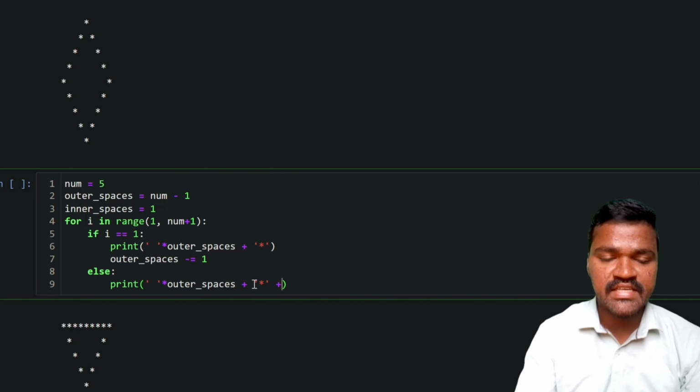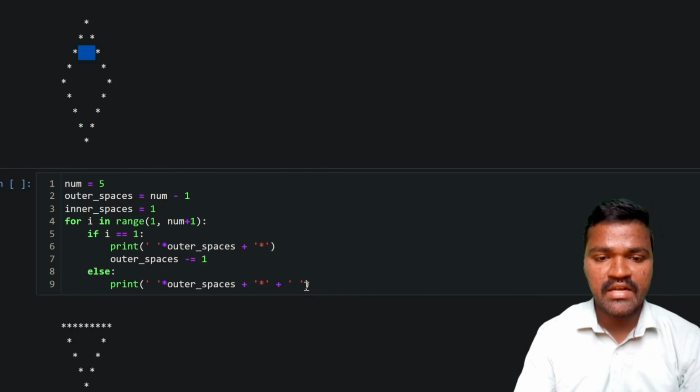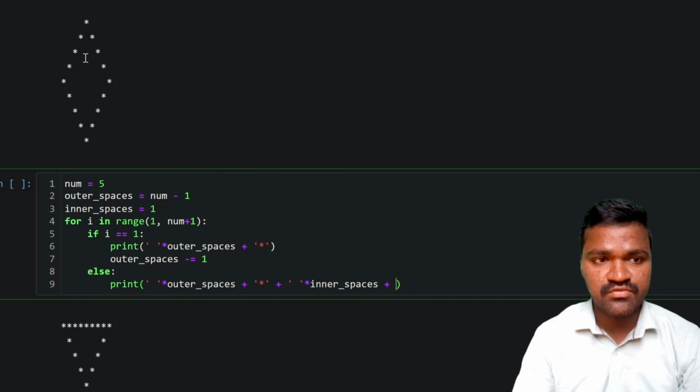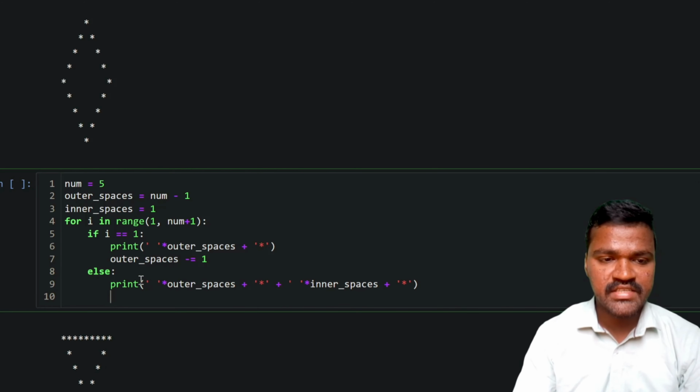After completion of this single star, I have inner spaces, right? So here we have these inner spaces. For that reason, I am multiplying one single space with the inner spaces. After inner spaces, we also have one more star, right? So for that reason, I will mention one more star here. So now by mentioning this, we can actually get this kind of pattern.